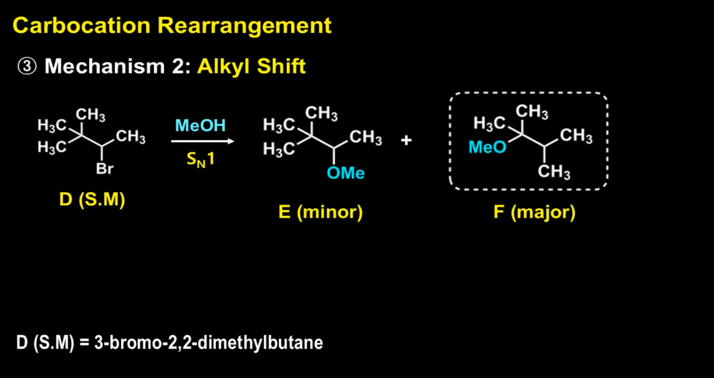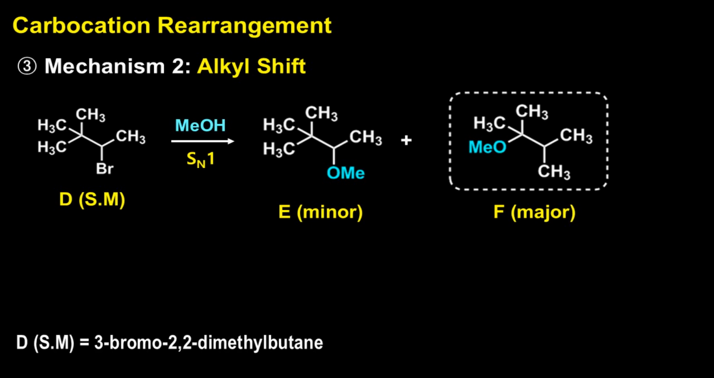We'll start with compound D, 3-bromo-2,2-dimethylbutane. Treating it with methanol, you might predict the formation of compounds E and F based on hydride shift logic. But here's the interesting part. Compound F comes from a more stable carbocation intermediate, so we'd naturally expect it to dominate. When we run the actual reaction, the results align perfectly with this prediction. Compound E does form, but only in small amounts. Compound F is clearly the major product.